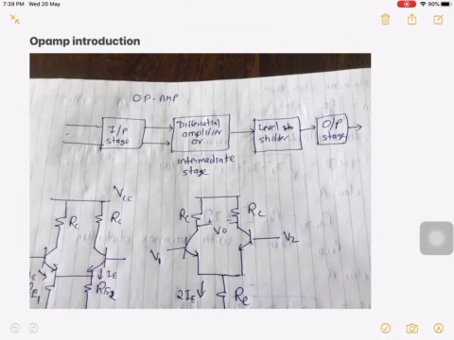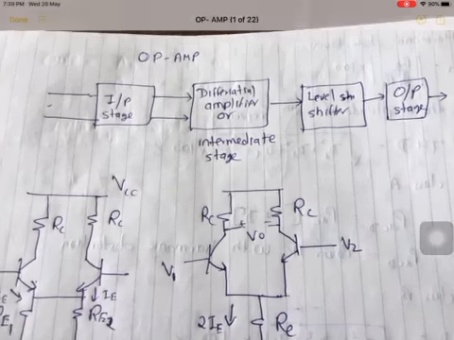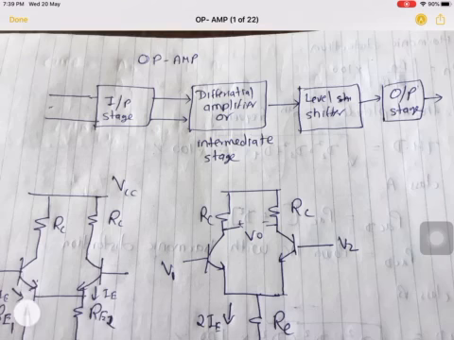If we talk about the op-amp, this is the block diagram of op-amp. First is input stage. Second is differential amplifier or intermediate stage. Third is level shifter, and the fourth is output stage. In input stage, we apply the voltage for any signal.